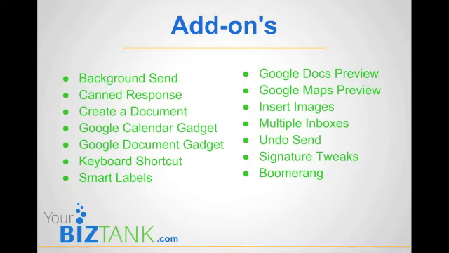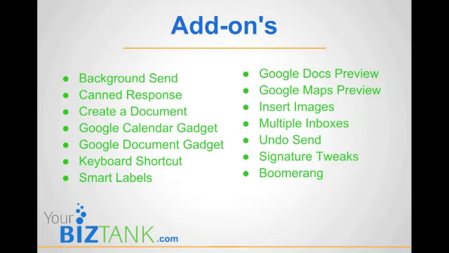Next, canned responses. We've already gone over this: responding faster, creating different email signatures, an awesome feature. The next one is creating a document through your emails. If you've ever gotten a to-do list or an agenda emailed to you, maybe even a request to remedy list that you need to turn into an addendum, you can create a document from that email. Anything inside that email will then become a Google Doc.